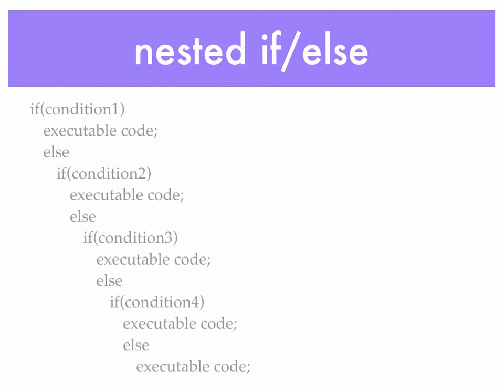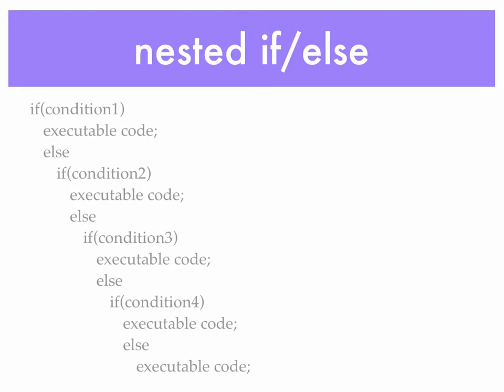I have a condition, condition 1. If it evaluates to true, I execute the associated code. If it is not true, I go to the else that follows. That else provides me with another if statement. That's the executable line of code for that else. And I have a condition, condition 2. If condition 2 evaluates to true, I will execute the executable code associated with it. If not, I'll go on to the else. That else is itself another if, condition 3. If condition 3 is true, I will execute the associated executable code. If not, I'll go on to the else.